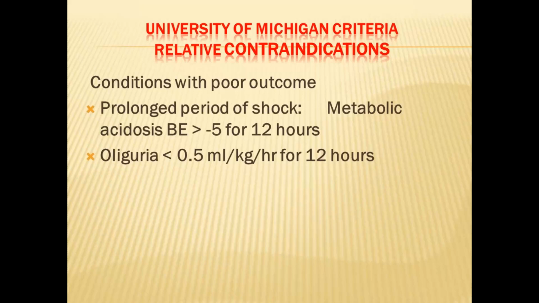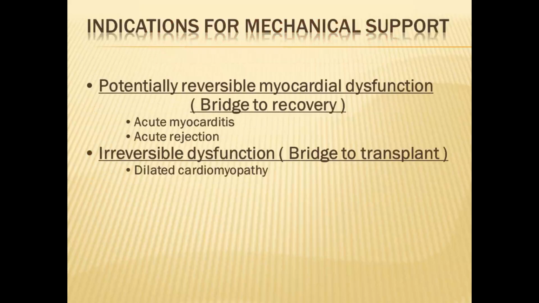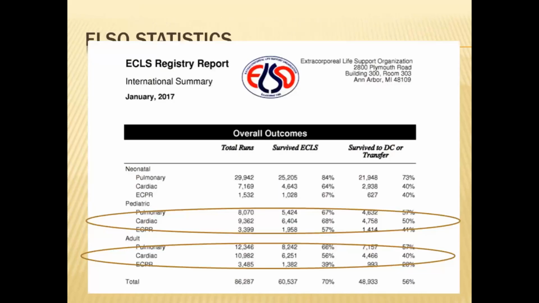But probably we start thinking about ECMO only at this stage, and that's probably the reason we are not getting very good outcomes with ECMO. With prolonged hypotension, again, ECMO is not going to be helpful. So anything which is potentially reversible myocardial dysfunction, such as acute myocarditis, post-transplant rejection or dilated cardiomyopathy, is suitable. And if you see the survival in cardiac cases, in pediatrics the survival is around 50% in cardiac patients, and in adults it is around 40%.